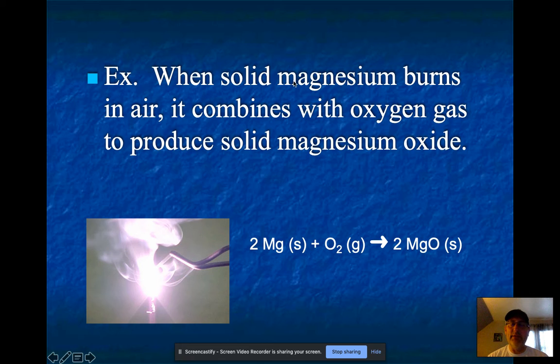Okay, so this statement says when solid magnesium burns in air, so we have solid, that's this S right here, and we're going to get to the symbols here in a minute. Oxygen is combining in the air. That's the part of air that combines with the magnesium. It is a gas, and it forms solid magnesium oxide. Now, these twos, what they represent is just the ratio with which all these react. For every 2 Mg, reacts with 1 O2 to form 2 MgO.